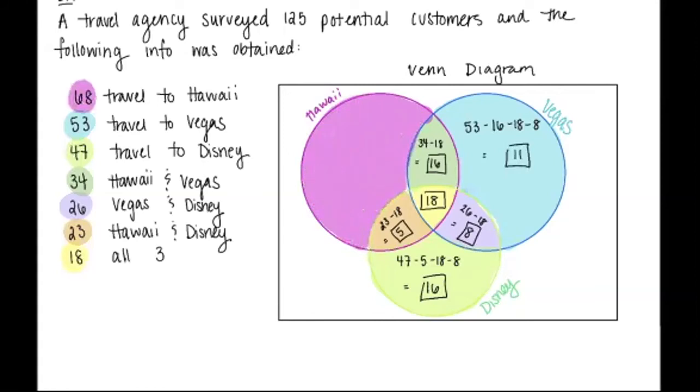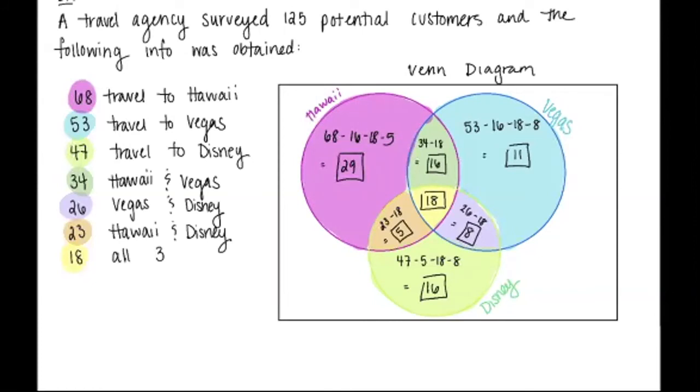The last circle is our Hawaii circle. So from the 68 people, we've got to take into account, we put 16, 18, and 5 in places already. So there are 29 people in this region. Okay.